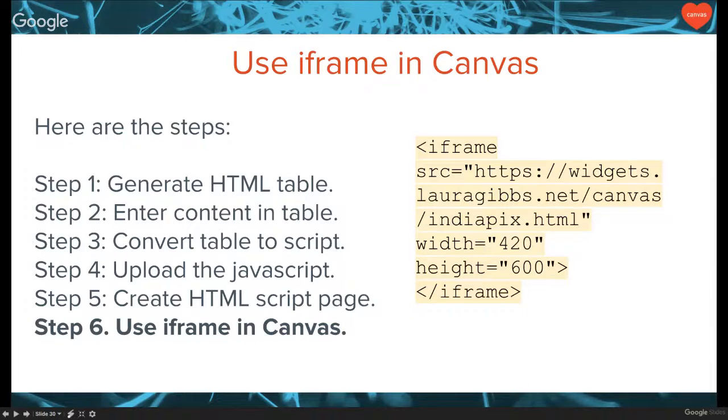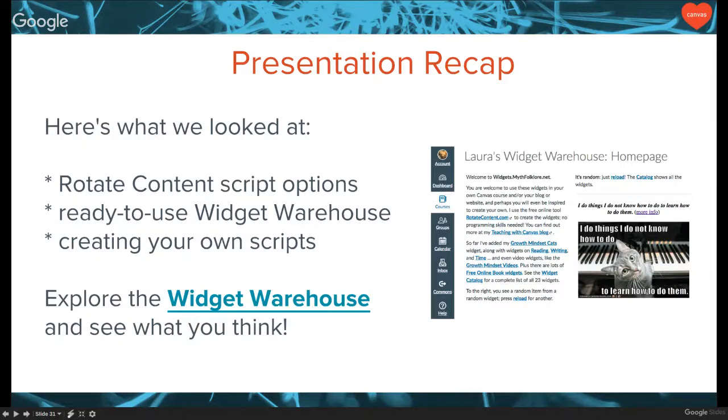So that text stuff may have been a little scary. I apologize. It's really not that scary. And so what we did here in this presentation was to talk about the different things you can do with Rotate Content, the different kinds of scripts. I talked about my ready-to-use widget warehouse, and then quickly how to create your own scripts. And what I would urge everybody to do is explore the widget warehouse, see what I've done with this tool and how it could be useful to you, either those scripts, that content, anything at all.